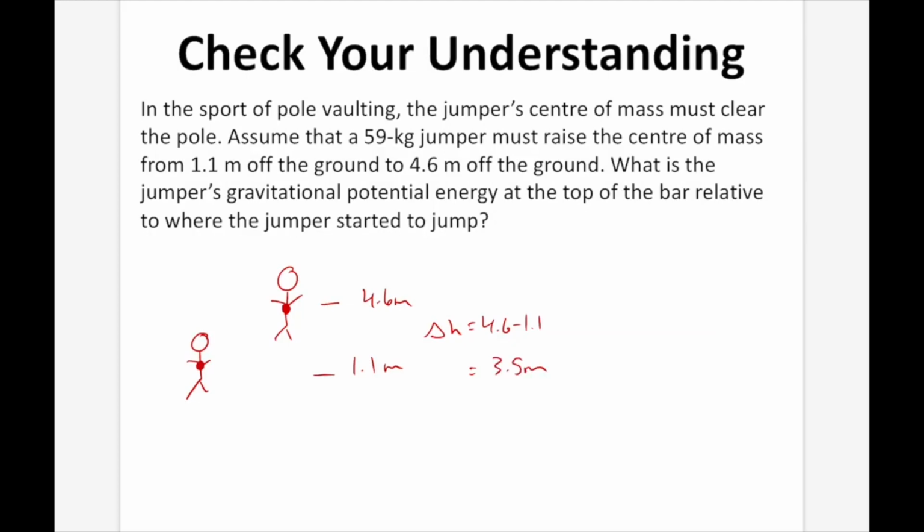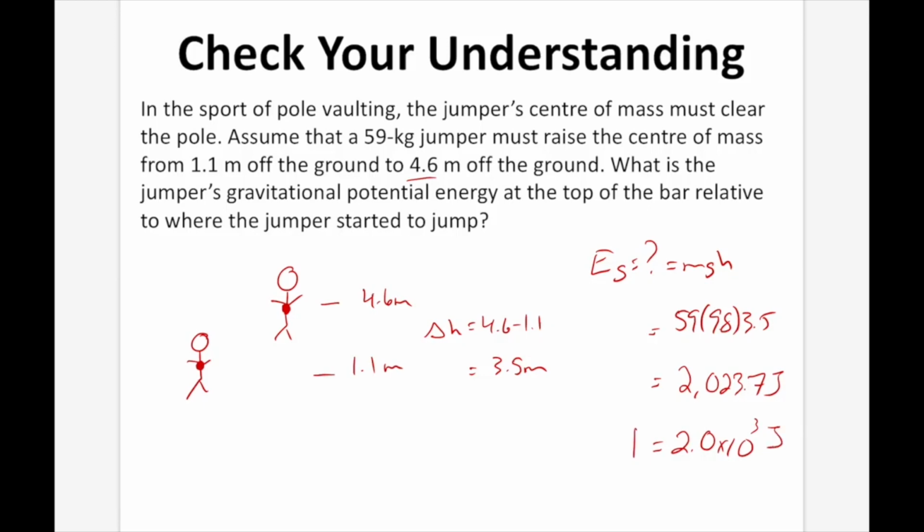What is the jumper's gravitational potential energy at the top of the bar relative to where the jumper started to jump? So Eg equals question mark, which equals mgh. m we're told is 59, g is 9.8, and the change in h is 3.5. And that gives us an answer of 2023.7 joules. We need 2 sig digs in our answer, so it becomes 2.0 times 10 to the 3 joules.